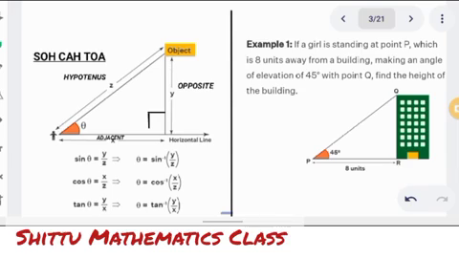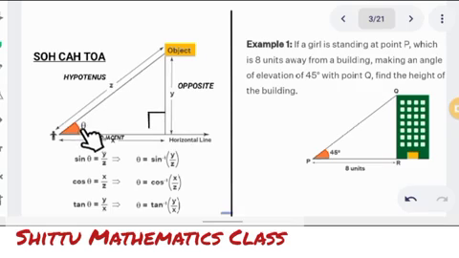So this angle of elevation and depression is actually an application of trigonometric ratio. If you are solving anything on trigonometric ratio, you are going to be dealing with a right angle triangle. The right angle triangle has three sides. We have the hypotenuse, that is the one facing the angle 90 degrees. This one is called the hypotenuse.